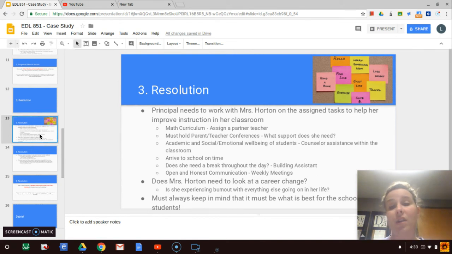And then I do think that the open and honest communication is a very important piece. When you know someone is struggling, you've got to be able to communicate with them. So does this look like a weekly meeting, possibly once a week after school, or a morning check-in to make sure she's there on time? I think there's a lot of ways that could look.